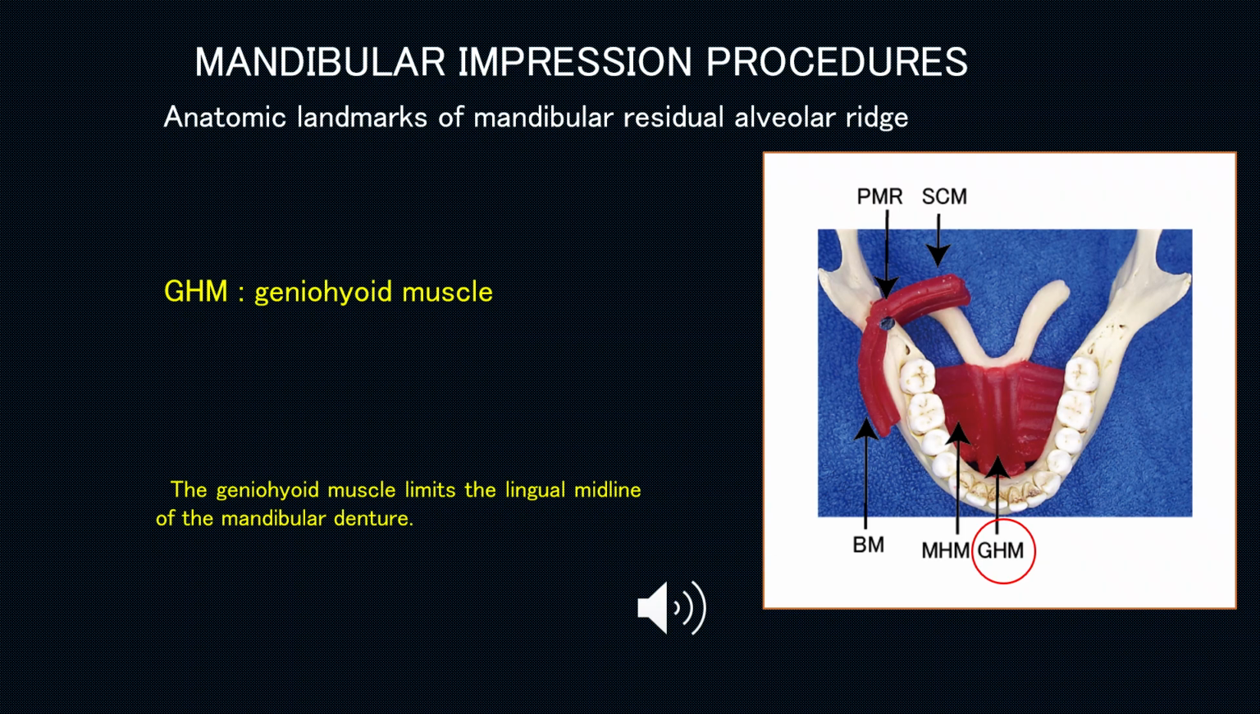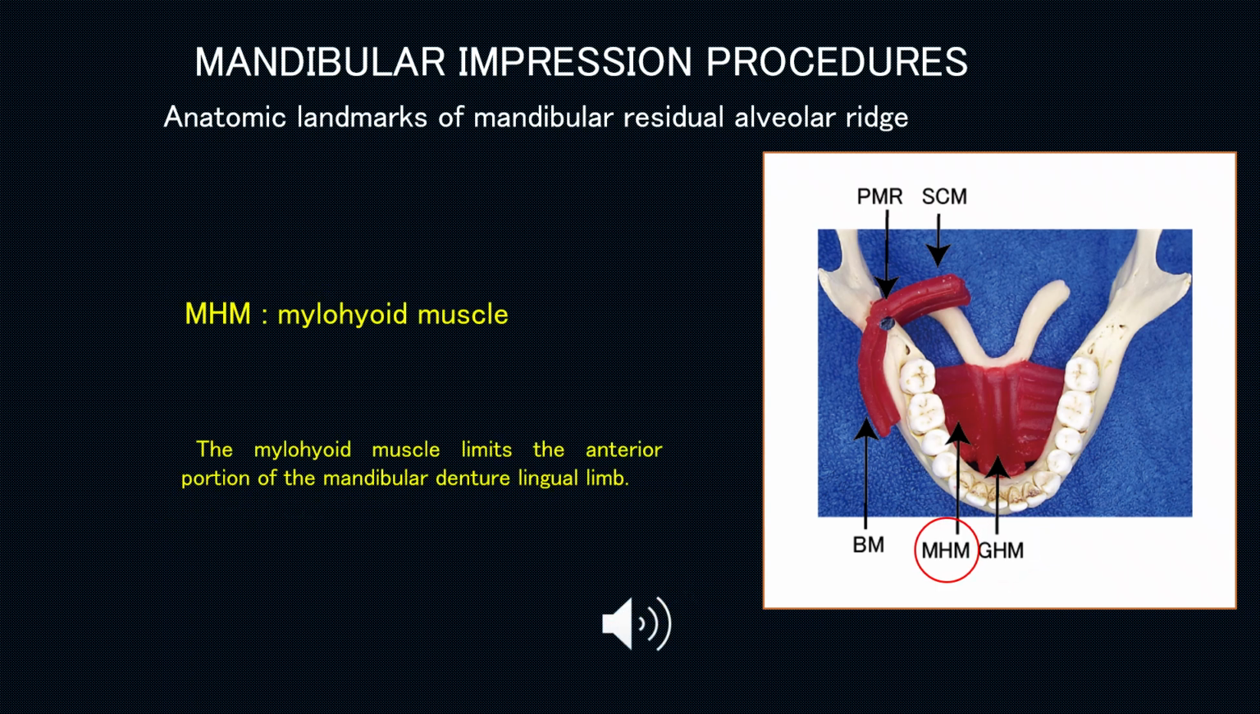Geniohyoid muscle. The position of the geniohyoid muscle is indicated by the red circle in the figure on the right. The geniohyoid muscle limits the lingual midline of the mandibular denture. Mylohyoid muscle. The position of the mylohyoid muscle is indicated by the red circle in the figure on the right. The mylohyoid muscle limits the anterior portion of the mandibular denture lingual limb.